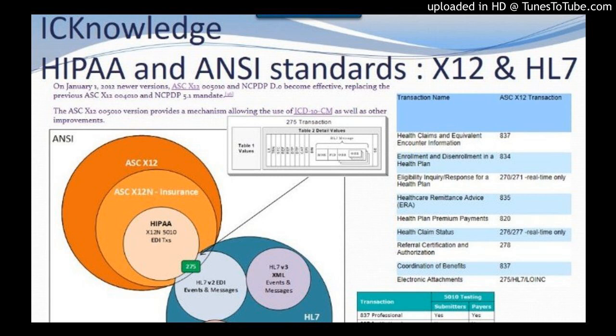When was HIPAA passed? The Health Insurance Portability and Accountability Act of 1996, HIPAA, Pub.L.